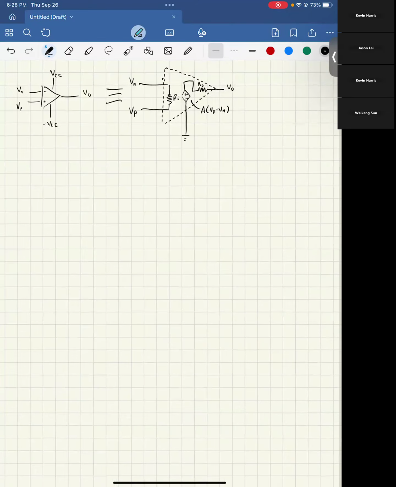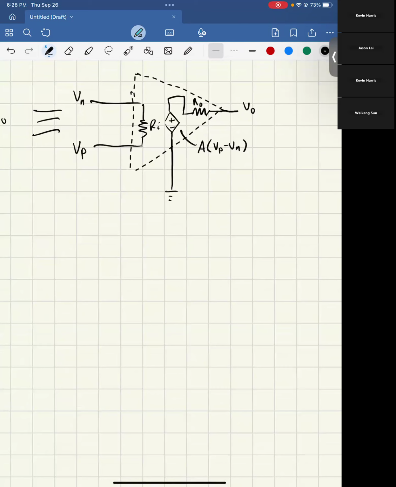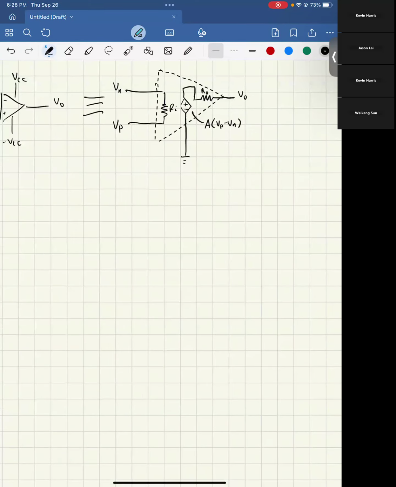And so what this is saying is that the output of your op amp is the amplified difference of VP minus VN. The reason it's called an operational amplifier is because you can use it to perform operations, namely addition and subtraction of two voltages.